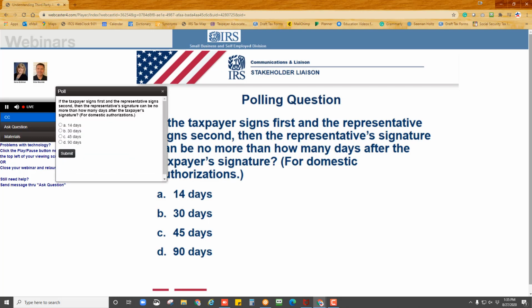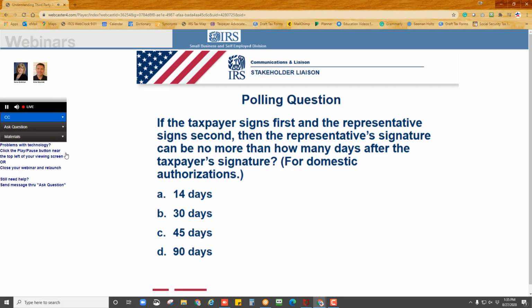Here's the second polling question. If the taxpayer signs first and the representative signs second, then the representative's signature can be no more than how many days after the taxpayer's signature? And this is a domestic authorization. A, 14 days, B, 30 days, C, 45 days, or D, 30 days. Take a moment, click the radio button that best answers the question, and I will again give you a few seconds to think about it, make your selection, and then we'll see what the answer is.